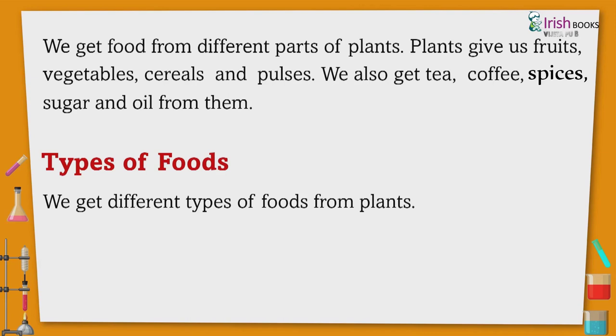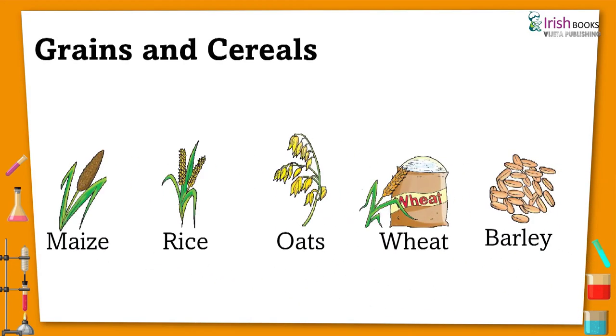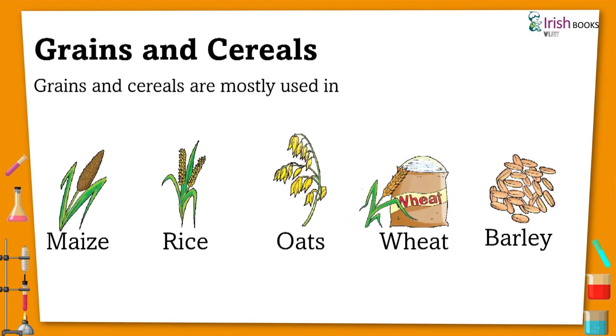Types of foods. We get different types of foods from plants. Grains and cereals. Grains and cereals are mostly used in powdered form or as flour, like maize, rice, oats, wheat, barley.